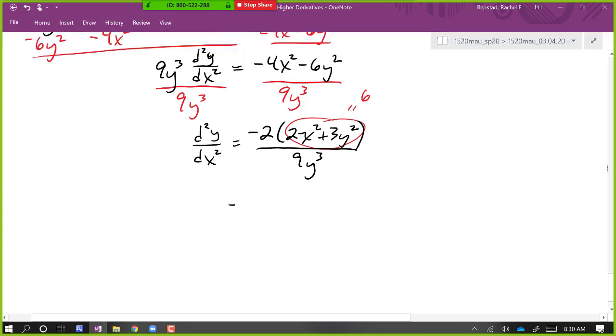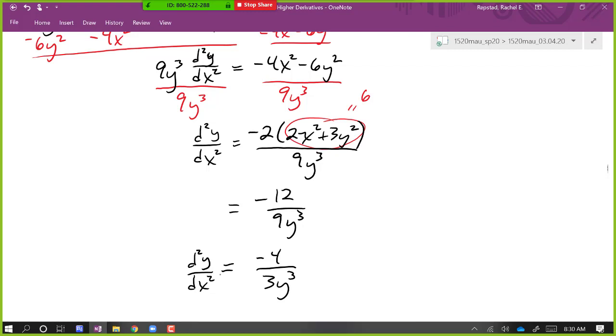So we have negative 12 over 9y cubed, or if we reduce that, dividing out a 3, we get negative 4 over 3y cubed. And what's kind of cool about this, first of all, is that we were able to make that substitution. Now, it's not that that always happens every time you're finding a second derivative, but it happens often enough that I'm on the lookout for it. So when I think I'm kind of done, I just check out what is the equation that I started with, and does that afford me an opportunity to simplify this nicely?